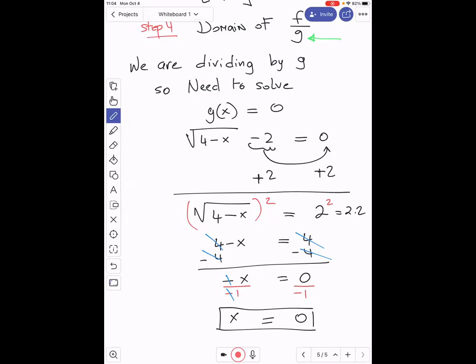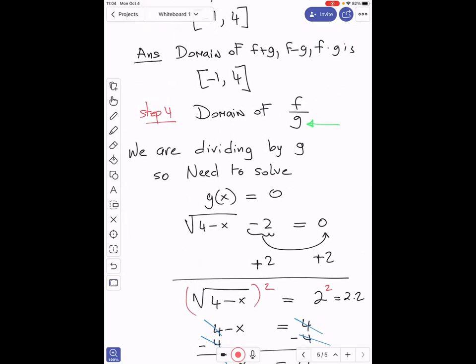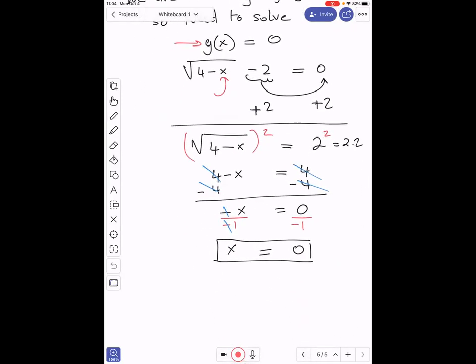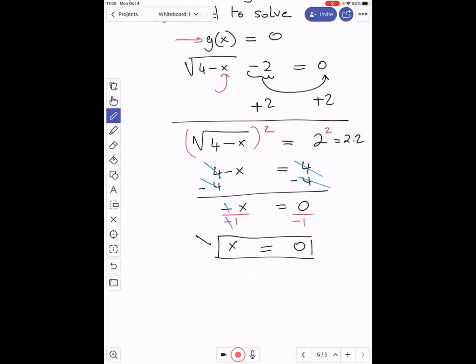So the thing again, guys, is that when x is 0, 4 minus 0 would be 4. So the square root of 4 would be 2, and then 2 minus 2 would be 0. So if x is 0, your g of x is going to be 0, right? And so we need to exclude the values where g of x is 0. We need to exclude this solution from the common domain.